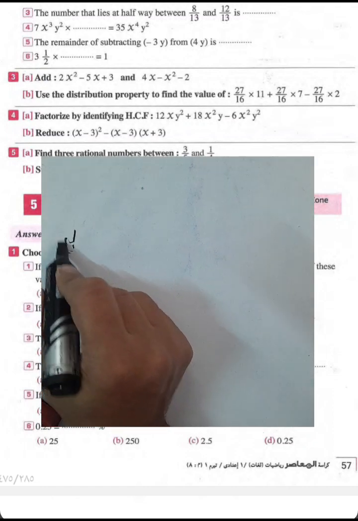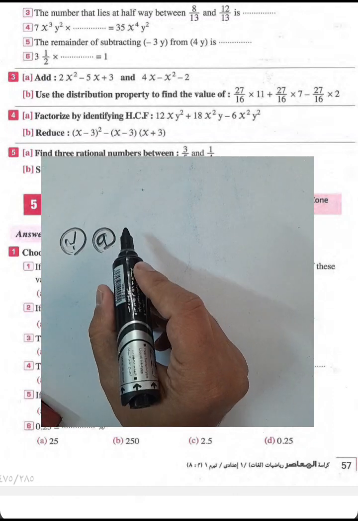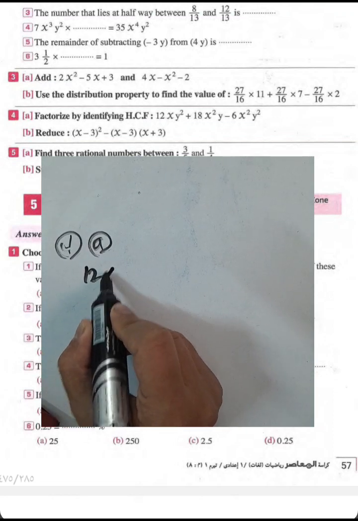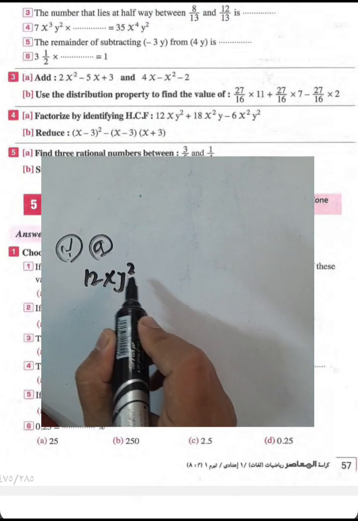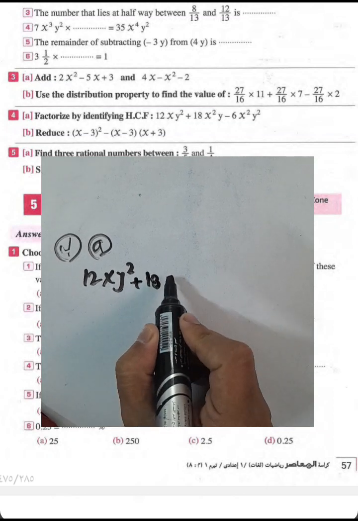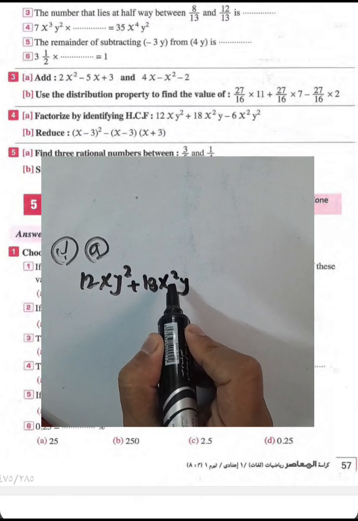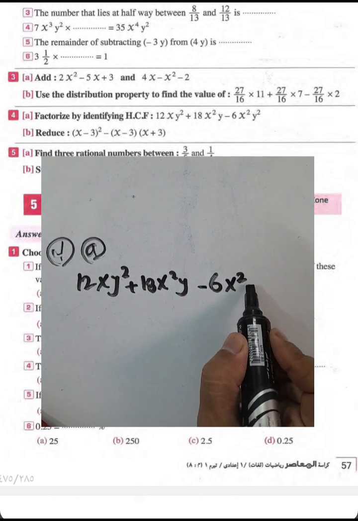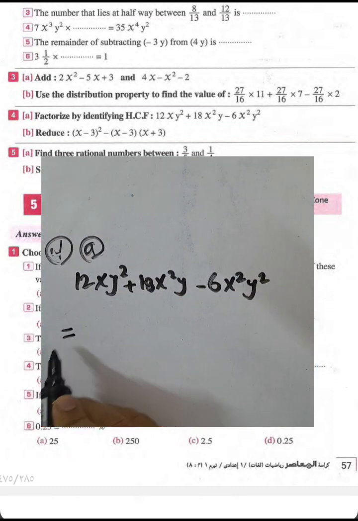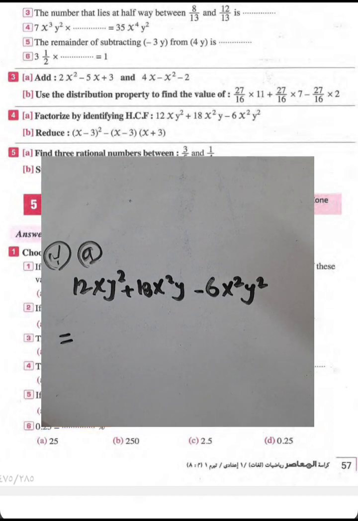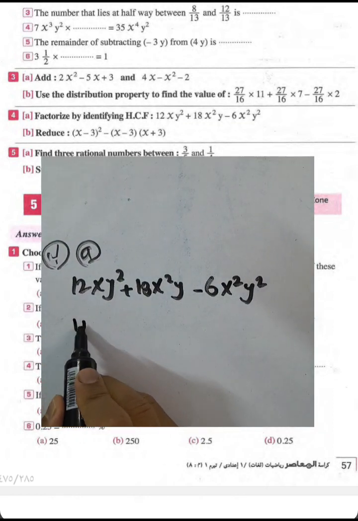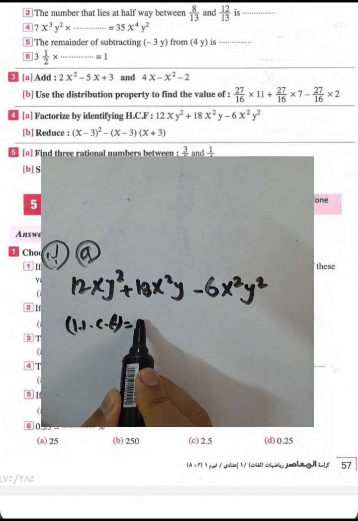Question 4, letter A. Factorizing by identifying the highest common factor between two numbers. We have 12xy power 2 plus 18x power 2y subtract 6x power 2 y power 2. We can find the highest common factor between the numbers. It will be what? 6, because the highest common factor of 12 and 18 is 6. The highest common factor between them will be 6.